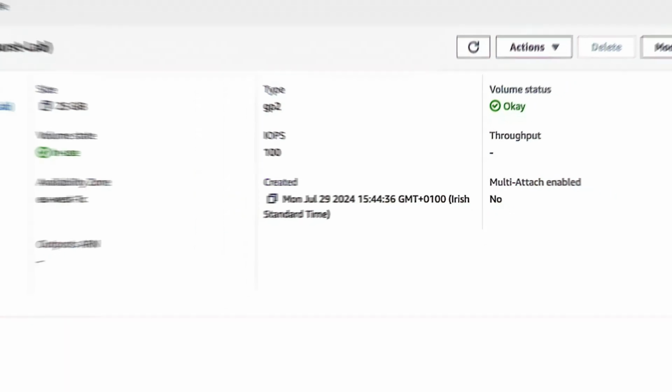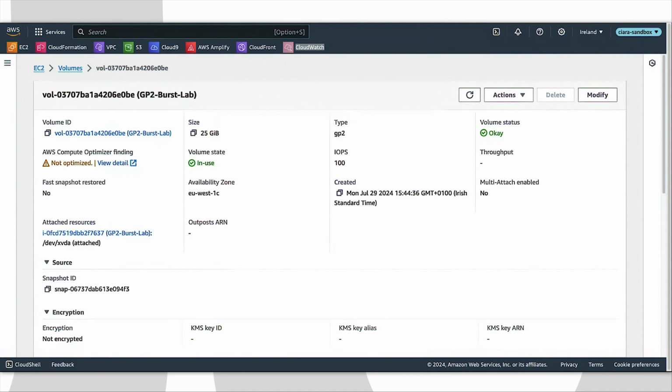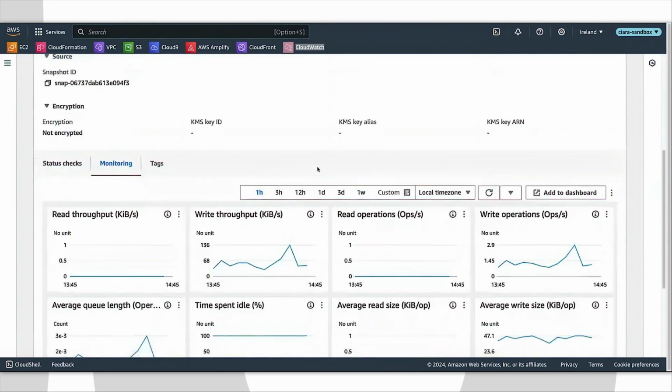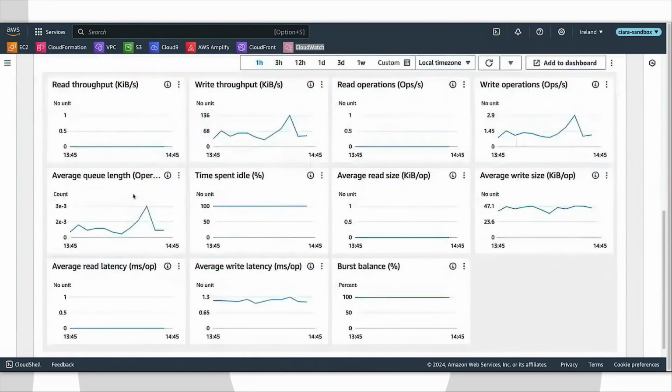Now, if the workload exceeds this threshold, so basically eats all those credits, what's going to happen then is the volume is going to be limited to that 100 IOPS. It doesn't matter how much the application is pushing at the volume, it only has the ability to process 100 IOPS at a time. So if we look at the metrics of this volume, we scroll down to the monitoring tab.